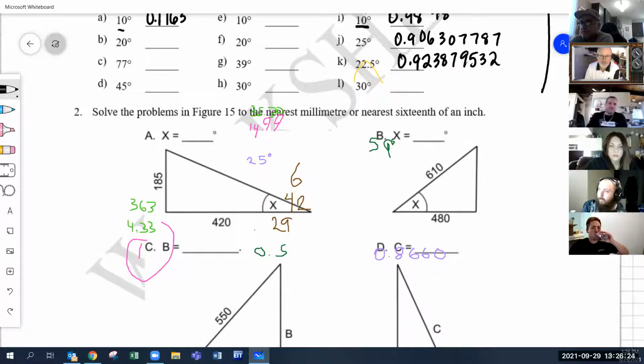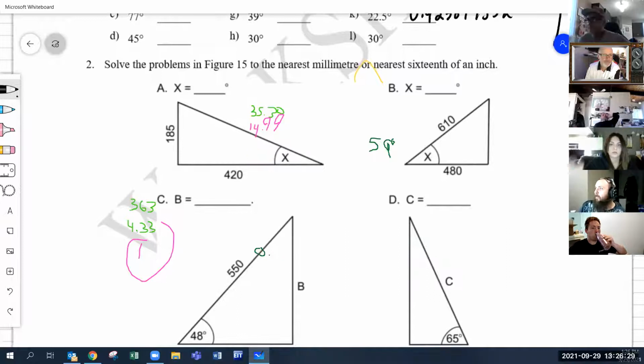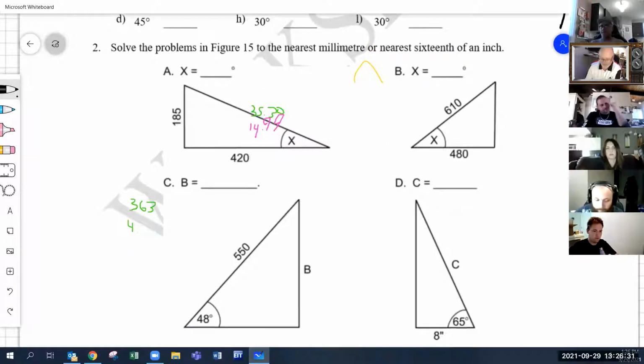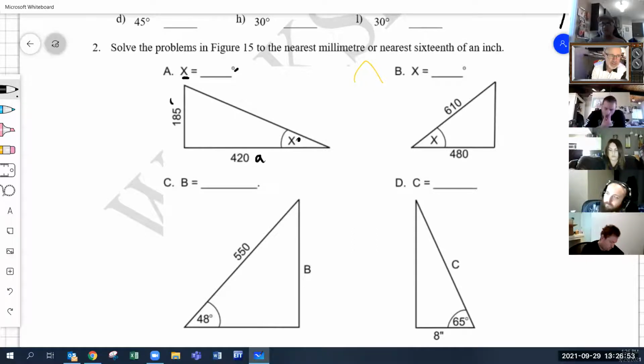So now that we have that down, now you're going to have to just remove all your Sanskrit there. Thank you for that. Now, let's have a look at A here. And we want to know for A, we want to know X. We want to know the degree of X. We want to know what that angle is. So the first step in doing this is realizing what I have. So I have a side adjacent and I have a side opposite and I want the angle.